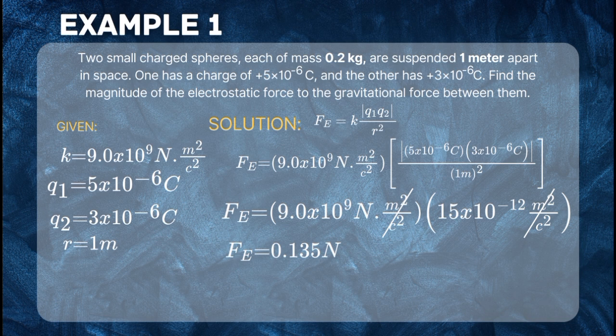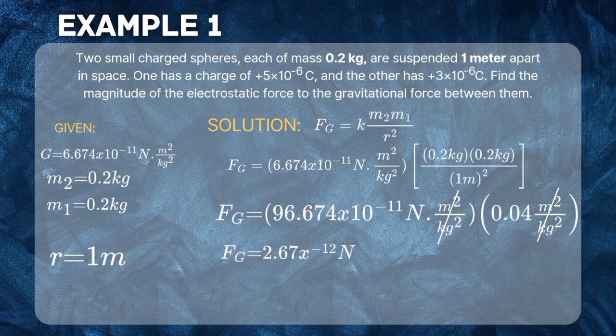So if we multiply the two charges and apply the absolute value, divided by the 1 meter squared, it will be 15 times 10 raised to negative 12 C squared over meters squared. So if we multiply the constant value of Coulomb times 15 times 10 raised to negative 12, it will be 0.135 Newton. The meter squared and C squared will be cancelled. So the magnitude of the electric force will be 0.135 Newton.